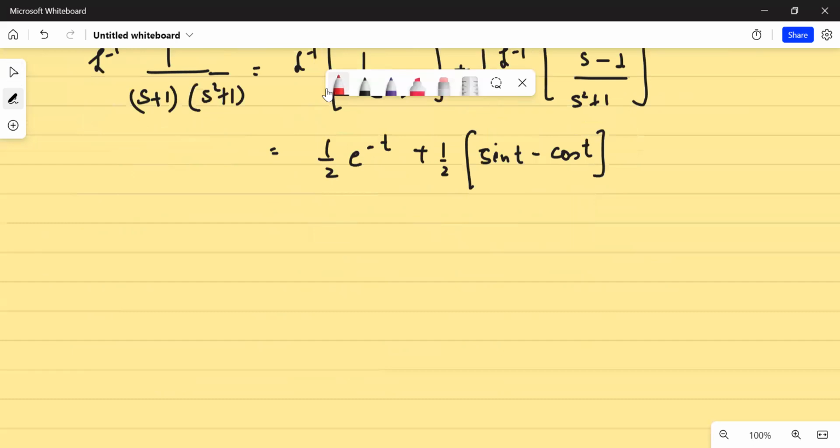Another way to do this can be, yesterday I told you something about the convolution theorem.